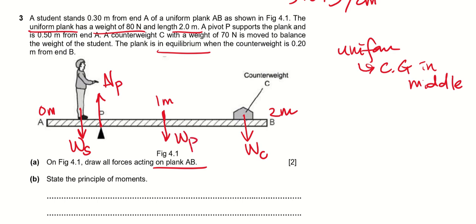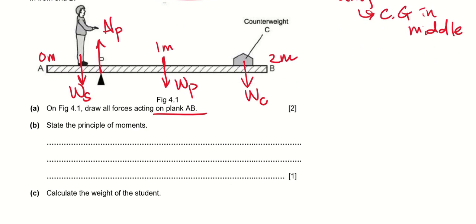So, draw all forces acting on plank AB. We have the weight of student, weight of plank, and weight of counterweight. And this is all balanced. So total downward force must be equal to total upward force. There is only one force that's upwards, and that's the normal force by the pivot on the plank.